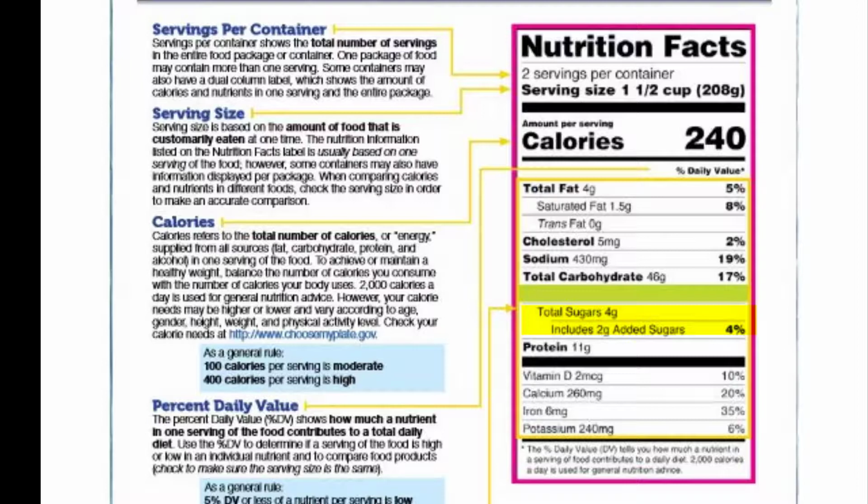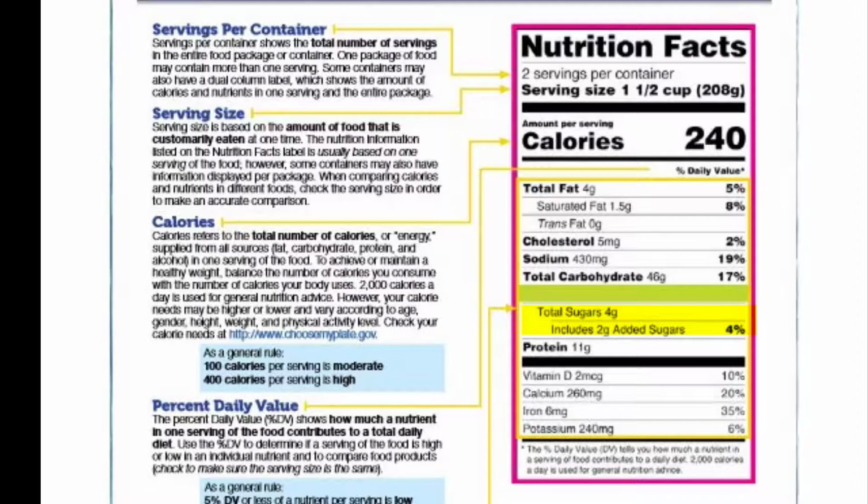Added sugars, just for your information, are sugars that have been added during processing or packaging. Getting more than 100% of the daily value for added sugars makes it difficult to meet nutrient needs without consuming too many calories. So you'll see that this gives us 4% of the daily value of added sugars, or the daily value that we don't want to go over, because you do not need any added sugars for a healthy diet.